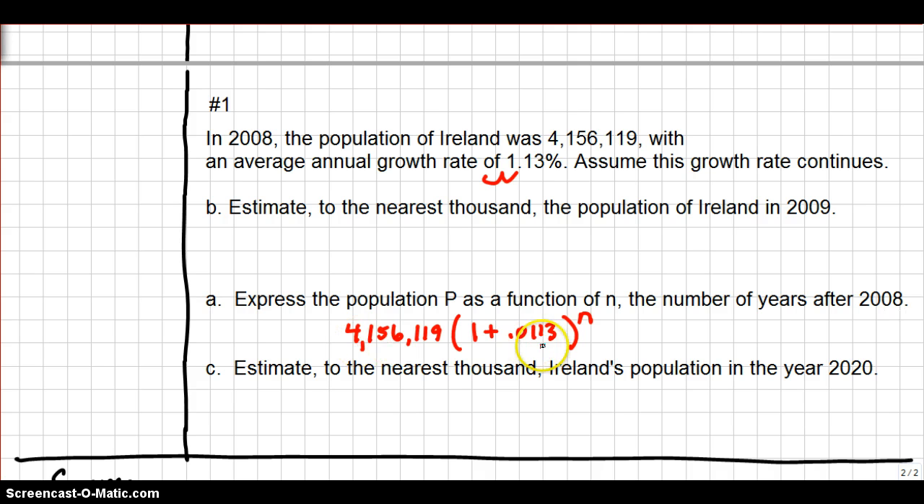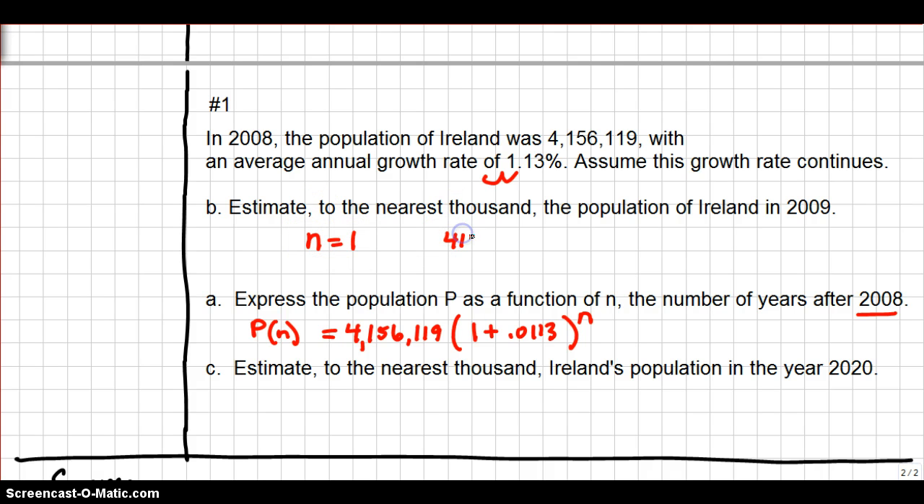Now we're going to utilize that equation, and we should probably say what it's equal to. It's equal to the population of n. So now we're going to utilize that function or that equation to answer the other two questions. Estimate to the nearest thousand the population of Ireland in 2009. Since the starting year is 2008, we'd subtract those two to get our time. So in this case, the n value is a 1.